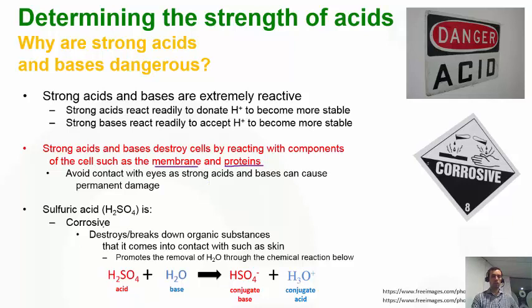So let's see the example here of sulfuric acid, H2SO4. We can say it's corrosive because it essentially will break down organic material. If it comes in contact with the skin, one of the main things that happens is the water component within the skin, the H2O, will actually be converted into its conjugate acid, H3O+. Because the acid is so reactive, it's forcing the water within our skin to give away H+, and this will actually facilitate breakdown of the skin.